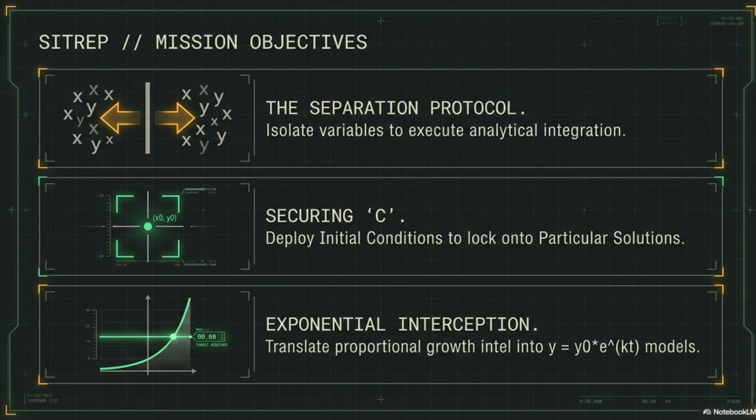This unit brings together the concepts of differentiation and integration to model and solve real-world scenarios. Objective 1 is the separation protocol, isolating variables to execute analytical integration. Objective 2 is securing C, deploying initial conditions to lock on to particular solutions. Objective 3 is exponential interception.